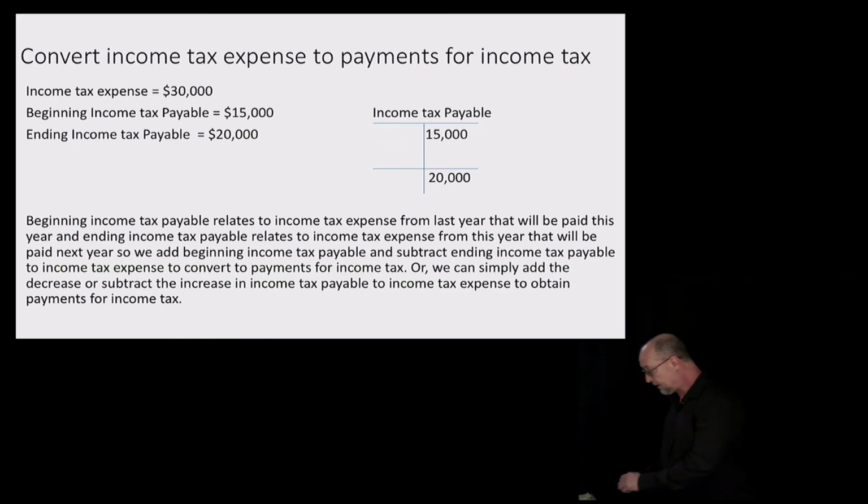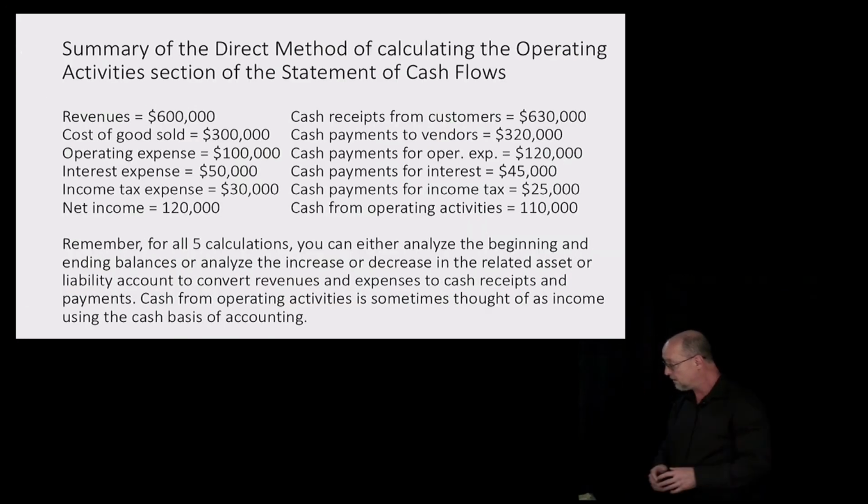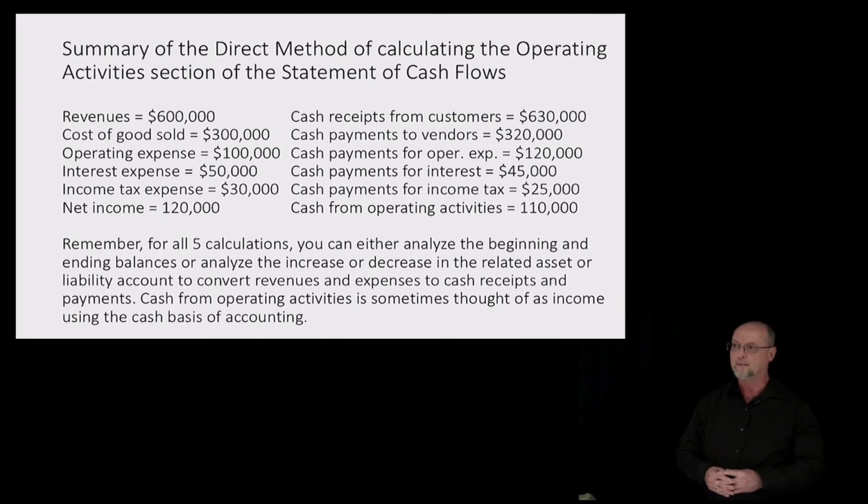Let's look at a summary. Okay, revenue was $600,000, and if you go back to slide 1, you'll see that our cash receipts from customers was $630,000. Cost of goods sold was $300,000. Cash disbursements to vendors, $320,000. Operating expenses, $100,000. Cash payments for operating expenses, $120,000.